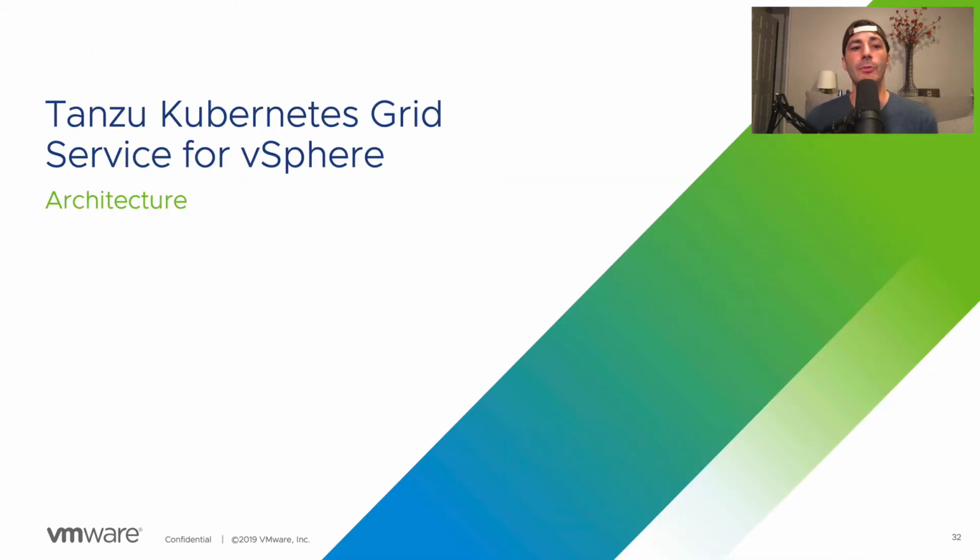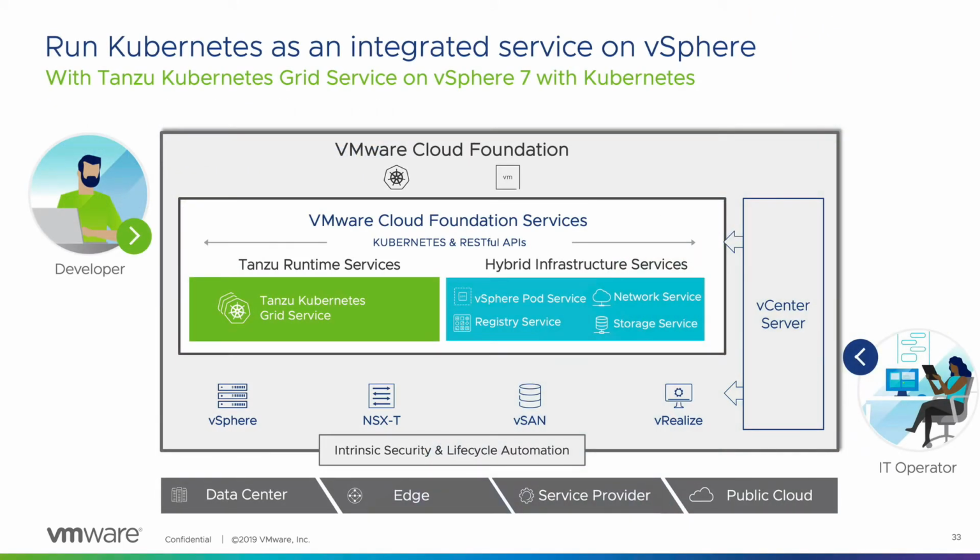All right, so let's look at the Tanzu Kubernetes Grid service for vSphere. Now, this is all the new stuff that's now integrated into vSphere 7. This is all a part of not just vSphere 7, but as part of VMware Cloud Foundation. As part of VMware Cloud Foundation, it comes with a lot of other components that are built into it. So it's a very tightly integrated type of offering.